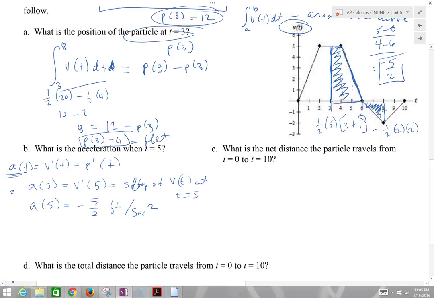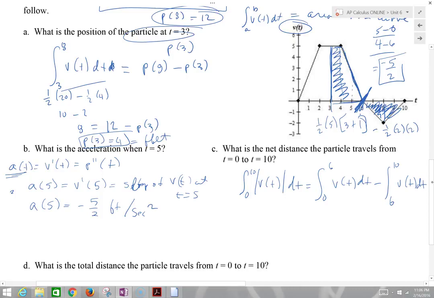Part C says they want the net distance from 0 to 10. So we're talking about the velocity. We have all this positive velocity, and then at 6 we have negative velocity, which means the particle changes direction. So we're going to want the absolute value of the velocity from 0 to 10. But since we know it turns negative at 6, this is equal to the integral from 0 to 6 of v of t dt. Now we don't want to add that part in here because this is negative. We're going to want to subtract that, from 6 to 10.